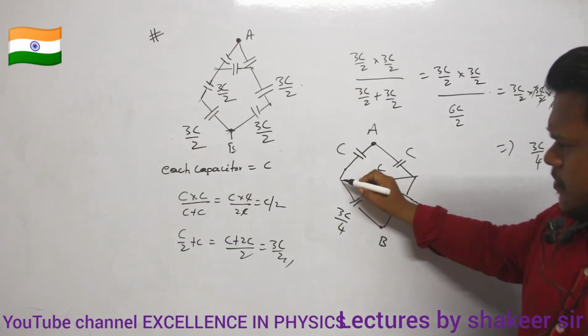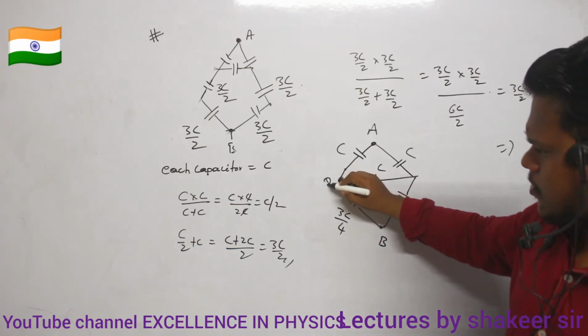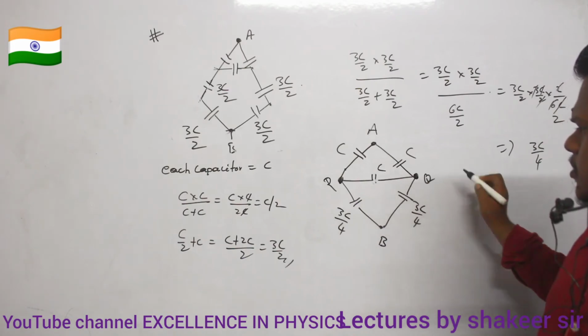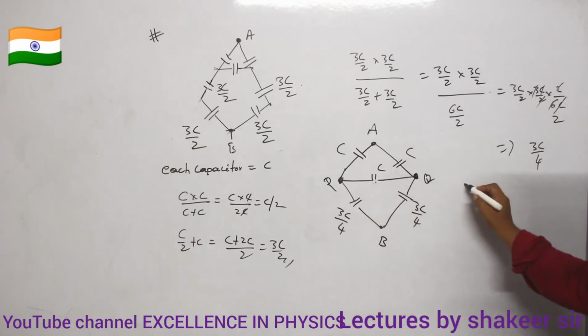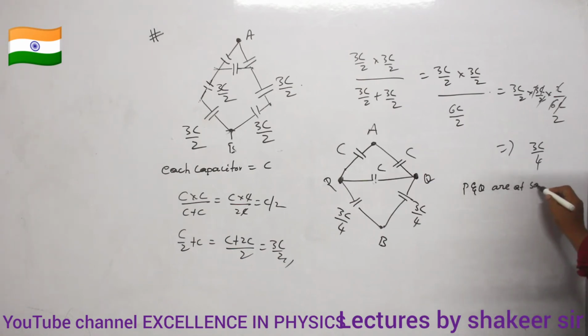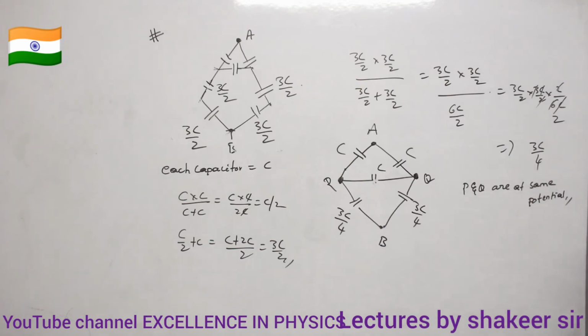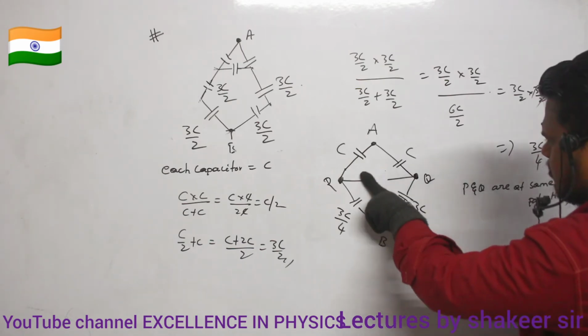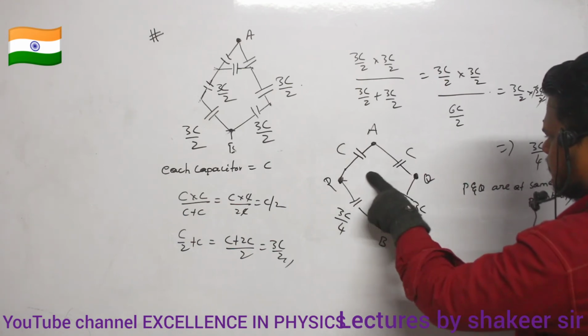If it is a balanced Wheatstone bridge, if I name this point as point P and this point as point Q, therefore what can I write? I can write that P and Q are at the same potential. Clear, ma? P and Q are at the same potential. If they are at the same potential, what can I do? I can remove this branch. There is no use of this branch. Clear, ma?